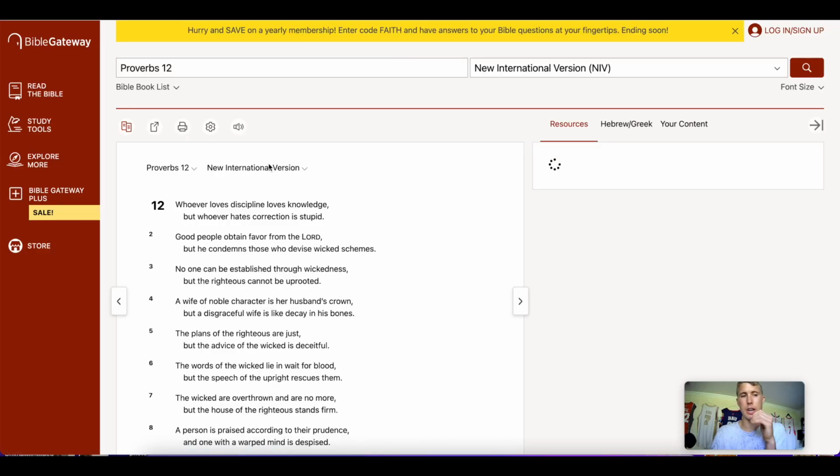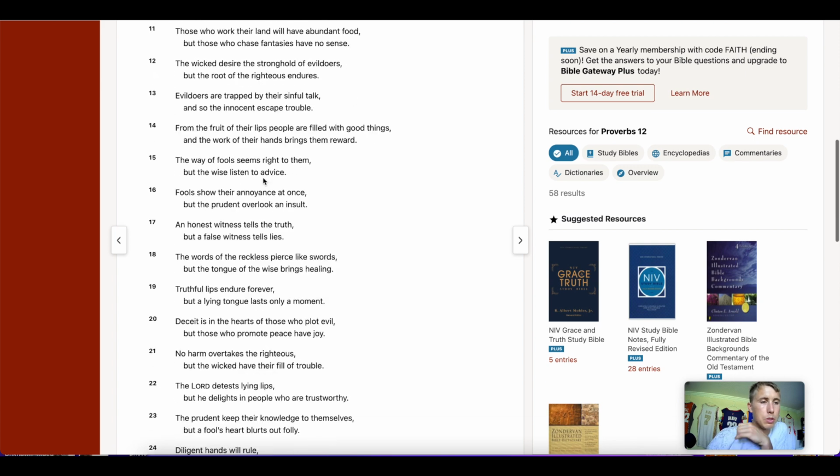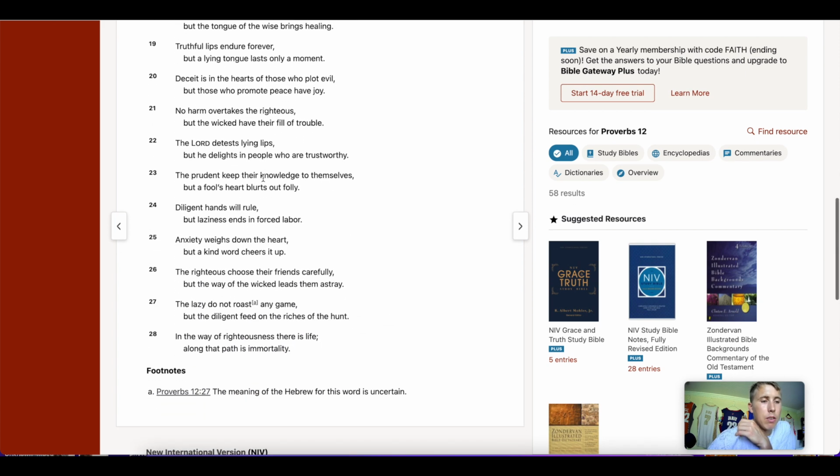And as always, guys, let's go ahead and hit you guys with a wisdom one-liner. Proverbs chapter 12, verse 27. The lazy do not roast any game, but the diligent feed on the riches of the hunt. Guys, don't be lazy. Get that game.